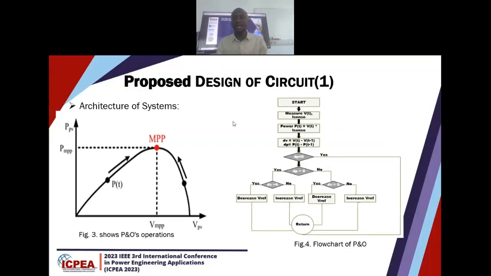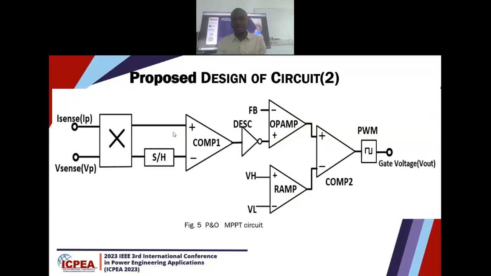Then the proposed design of the circuit: we have figure 3 showing the BIPV operation, and we also have the flow chart here, which is shown in figure 4. And you can see it here now. We also have the circuit in figure 5. This is the circuit design for the BIPV MPPT.